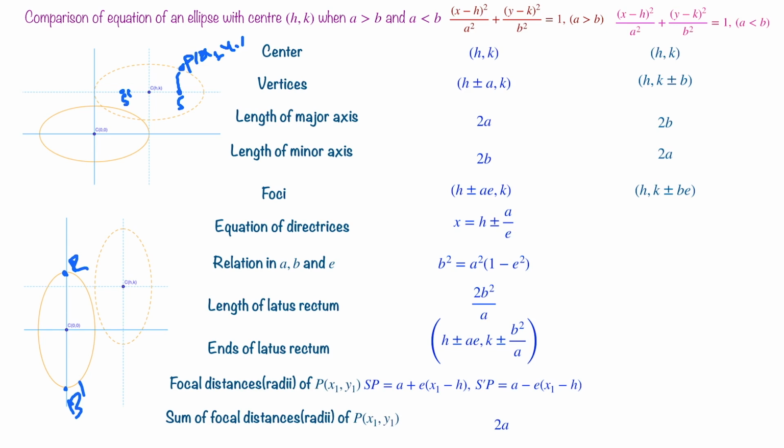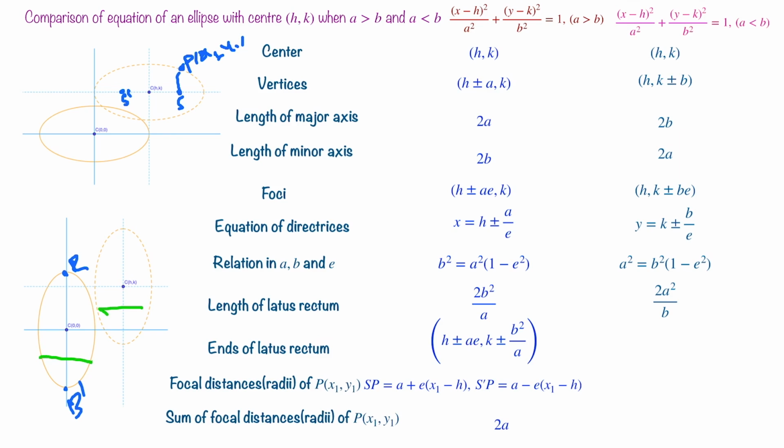Next, the equation of the directrices. For a standard ellipse when a is less than b, the equations of the directrices are y equal to ±b/e, okay? So the translated directrices equations will be y equal to k ± b/e, and the relation among a, b, e will be the same as the standard one, that is a square equal to b square times (1 minus e square), and the length of the latus rectum will be the same, 2a square by b, because you know this length will not change, right?